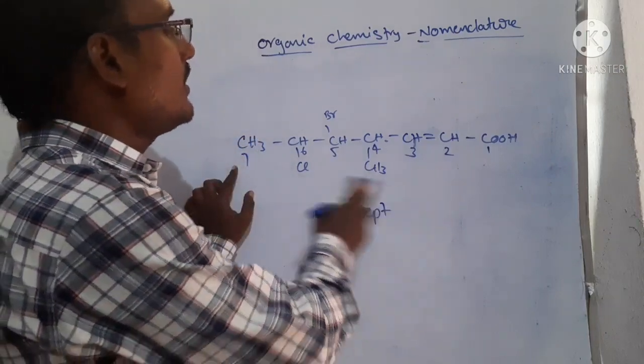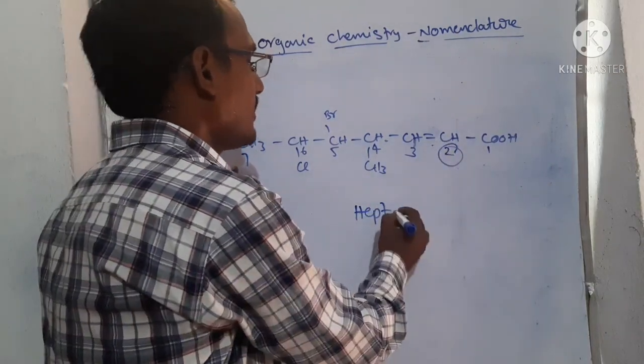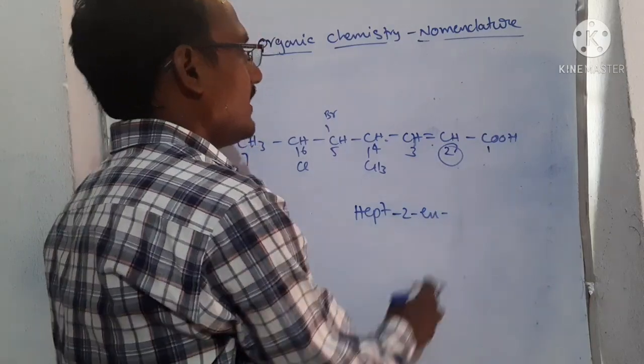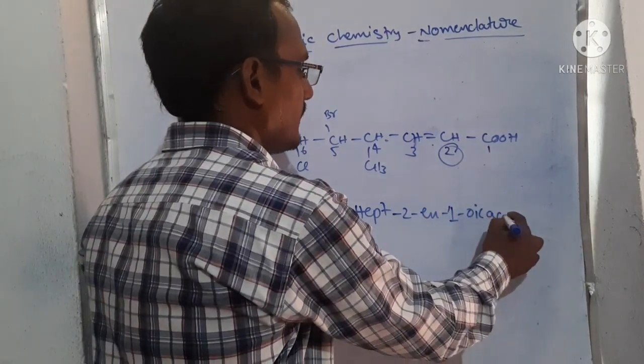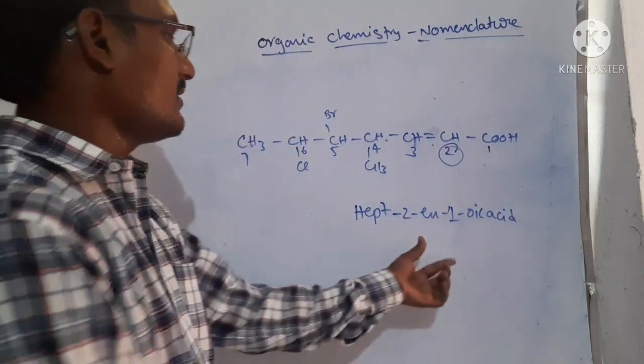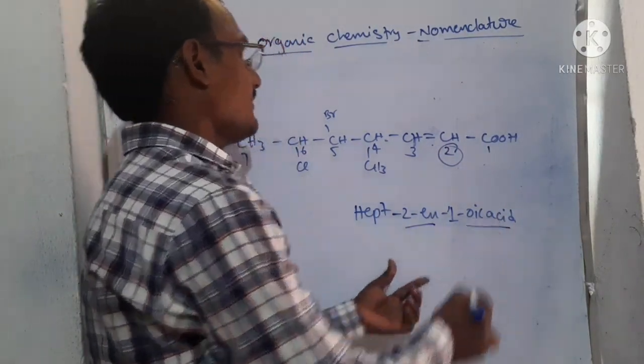All are single bonds, no, 1 double bond is there. That is, the second position is the double bond. Hence 2-ene. Right. First position is having the oic acid. 1-oic acid. So here the suffixes are 2. This is the primary suffix. This is the secondary suffix.